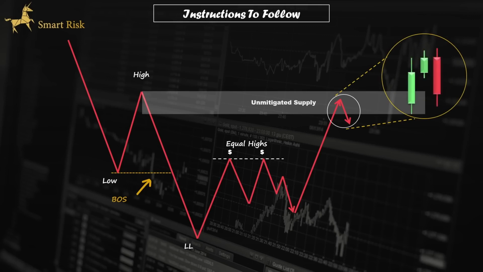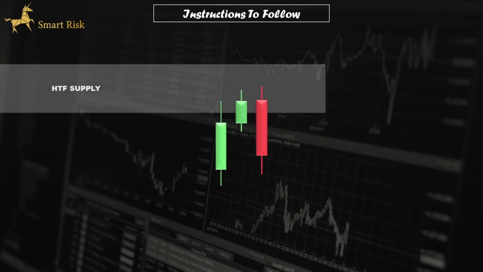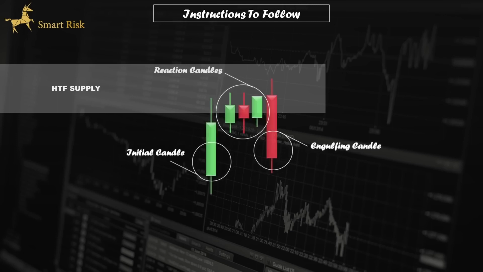The candlestick pattern we want to see near the supply zone is like this. Firstly, we want to see an initial candle that pushes into the point of interest. Subsequently, the price starts to react to the zone and shows rejection from it. This reaction can occur with a single candle or multiple candles. And then we need to see an engulfing candle that breaks out of the supply zone and also engulfs the reaction candles. This doesn't always occur within a 3-candle sequence like this. It can happen within more candles as well.